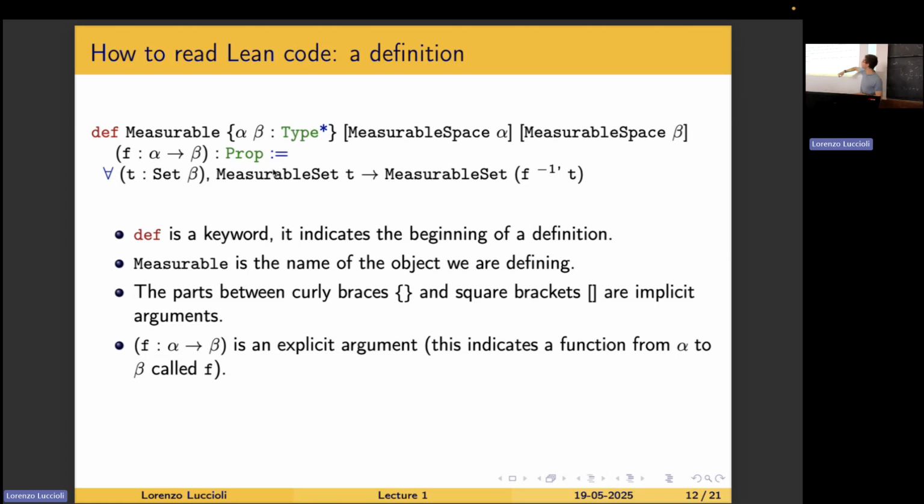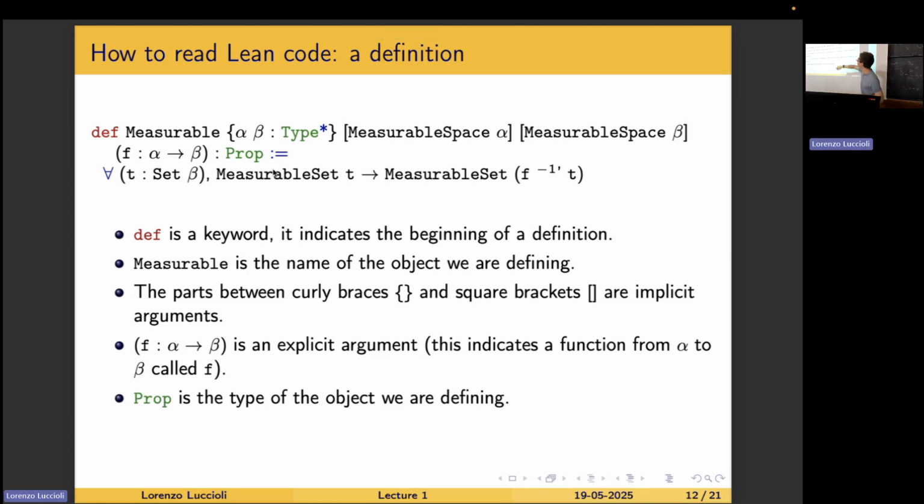So it will be able to infer what alpha and beta are, and it will look into the context to see if alpha and beta are already declared to be measurable spaces. And so it will not even ask me to show that they are measurable spaces. It will already know it. If it doesn't know, if it doesn't find a match, of course, it will complain and tell me, hey, I cannot find the measurable space instance. Please provide it to me.